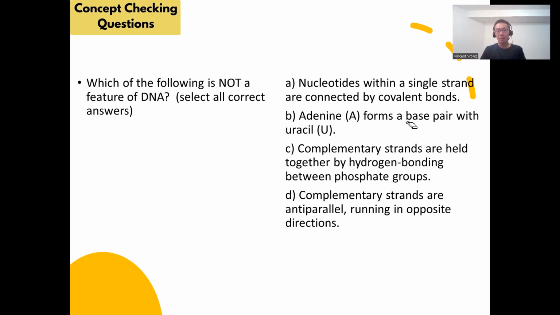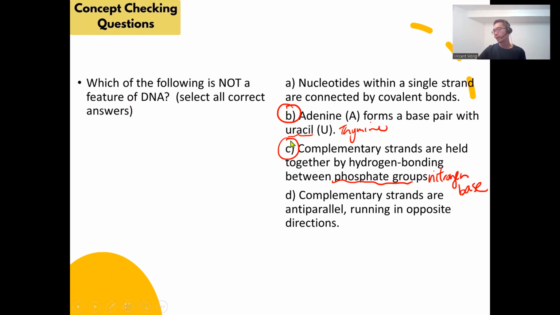Adenine forms a base pair with uracil. That's not true. There is no uracil in DNA. It should be thymine. Complementary strands are held together by hydrogen bonds between phosphate groups. That is incorrect. It is held together by the nitrogen bases. Complementary strands are anti-parallel, running in opposite directions. That's true. That is a DNA thing. Remember, I drew the people lying down opposite to each other? So the correct answers are B and C.